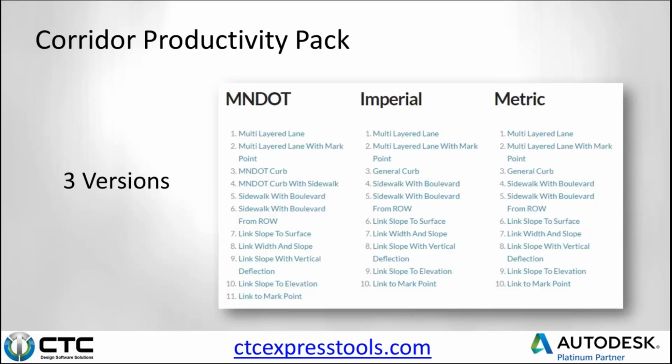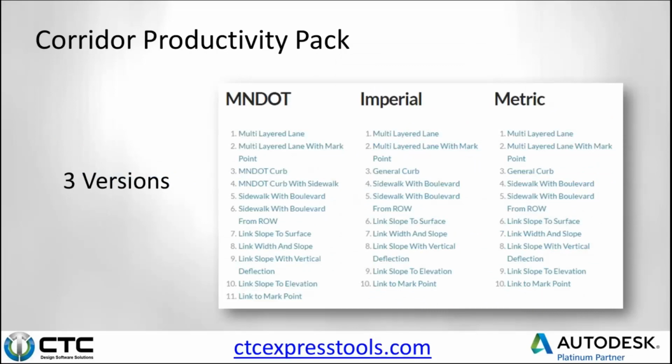There's a Mindot focused one, there's an Imperial one, and a metric one. And most of them hold the same subassemblies with a few differences, like the Mindot one doesn't come with the general curb that we've created, but instead with the Mindot focused curb. Outside of that, they're mostly the same with the exception of the metric that has units for a meters-based project, obviously. So we have customers all over the world, so we have people asking for metric ones as well. So those options are available out there.